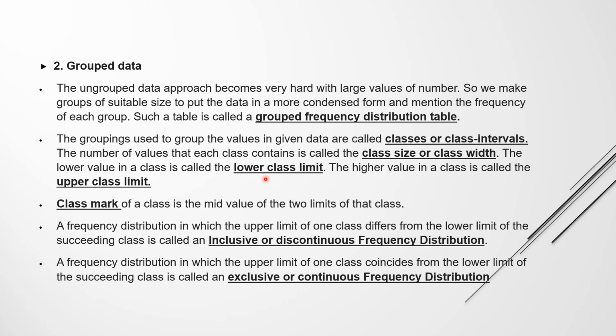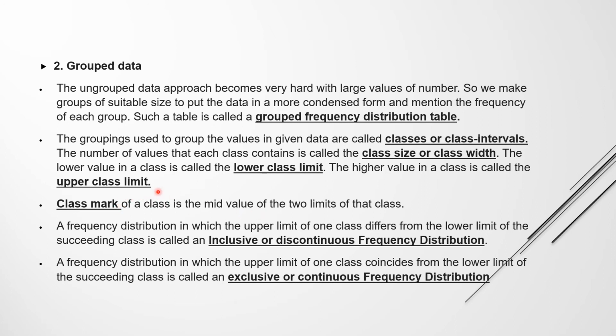Now in the classes, the lowest value, for example 0 to 5, 0 is the lowest class limit and the higher value, that 5, is the upper class limit. Okay, so classes are the group of values. Class size is the value that class contains. Lower value is called the lower class limit, and upper, higher value is called the upper class limit.